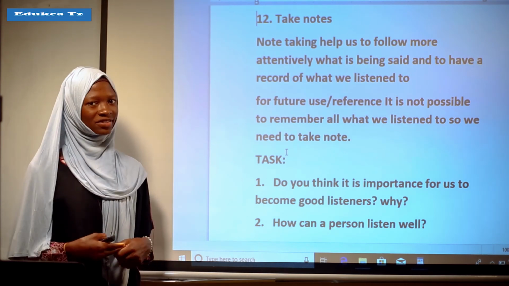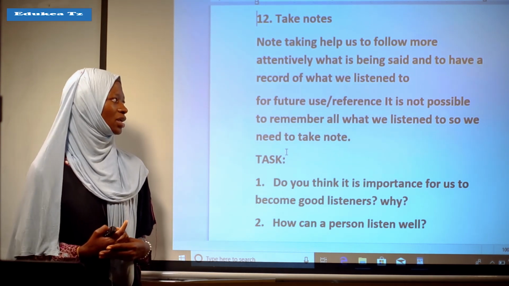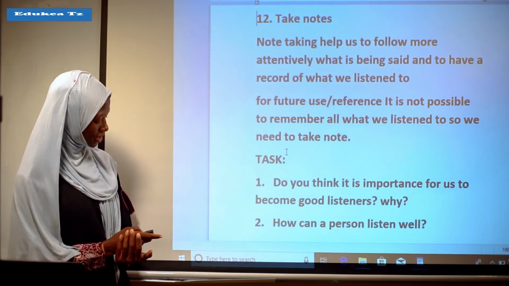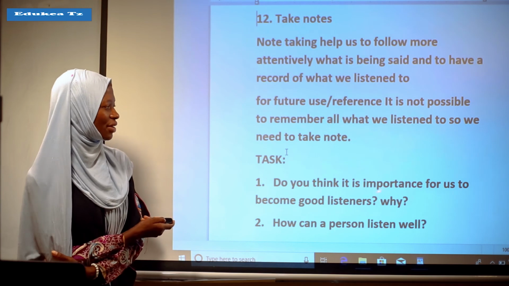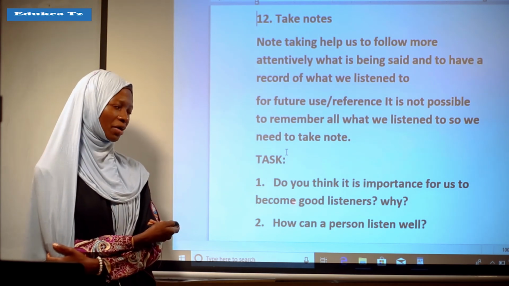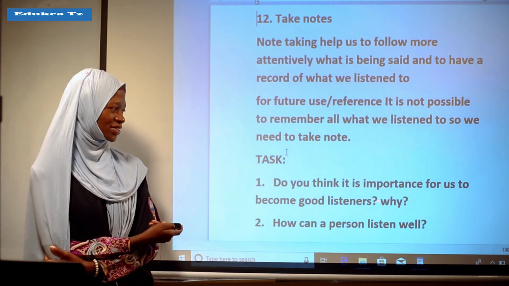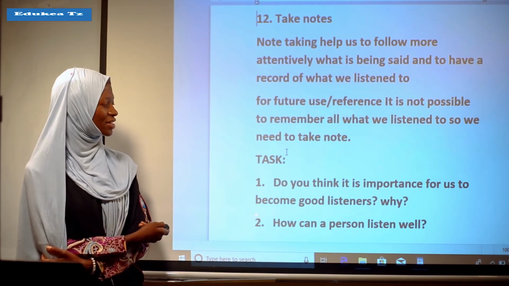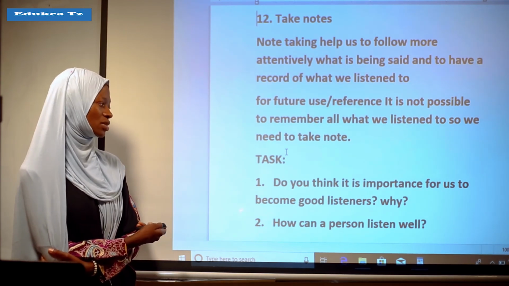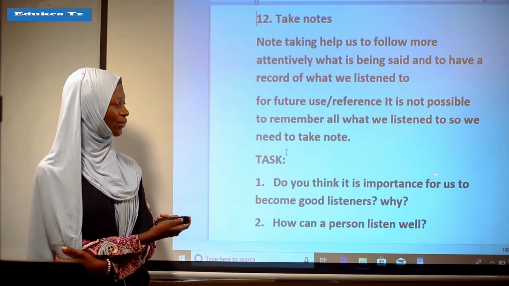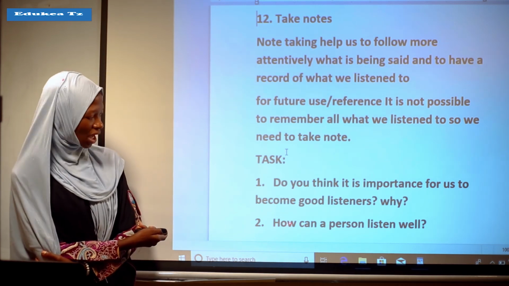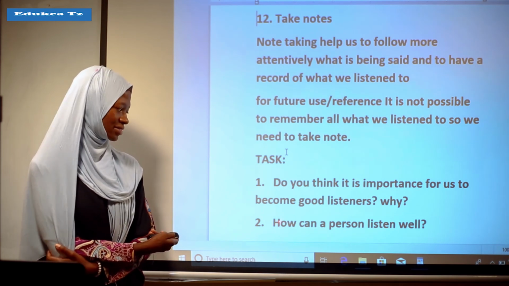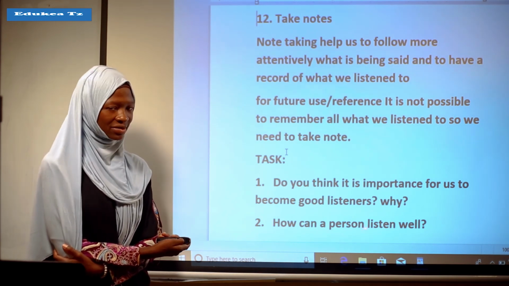So before proceeding to the next session, let me leave you with this task. First, do you think it is important for us to become a good listener? If yes or no, why? You think that it is important for us to become a good listener, and why? Next is, how can a person listen well? You as a listener, how can you listen well?